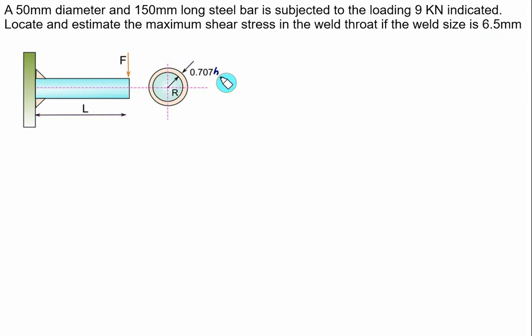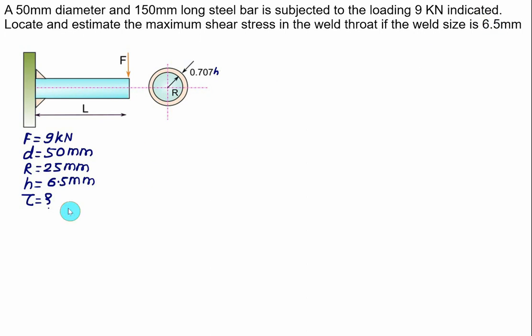Weld size h is known, and we are given the circular weld over the entire circumference. So we have the force equal to 9 kN, diameter of the rod equal to 50 mm, so radius equal to 25, leg size equal to 6.5, shear stress we have to calculate, and the length L is given. This length L will be equal to 150 mm.